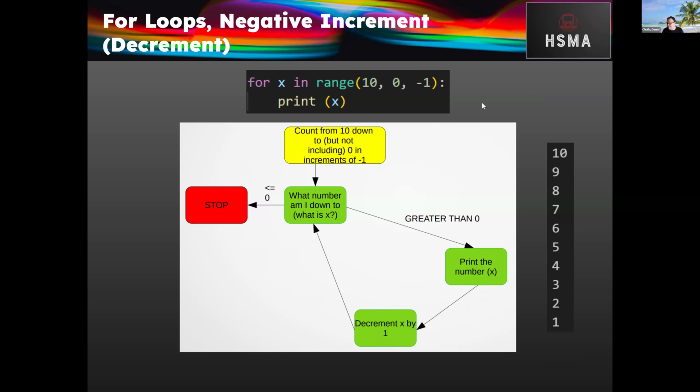We can also do a decrement as well if we wanted to. It's exactly the same. We just put a minus number in front of the number by which you want to decrement each time. So in this case, this says start at 10, go down to but do not include 0, and the decrement is -1, so it'll count down from 10, 9, 8, 7, 6, 5, 4, 3, 2, 1, at which point it will stop, because the next time through it will get to 0.